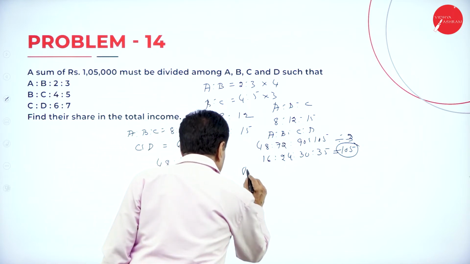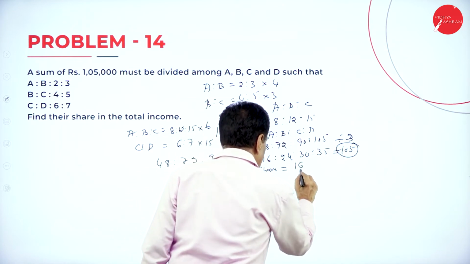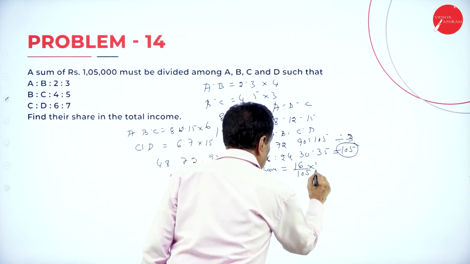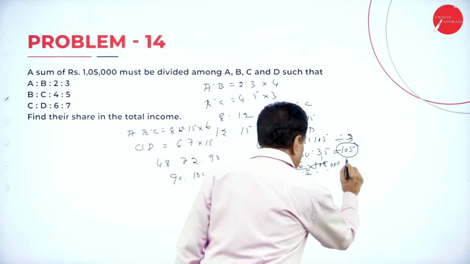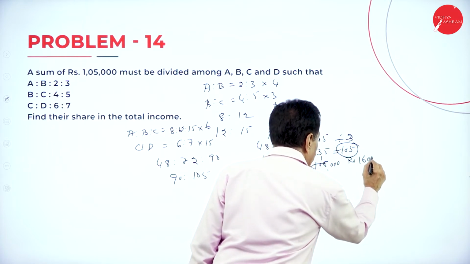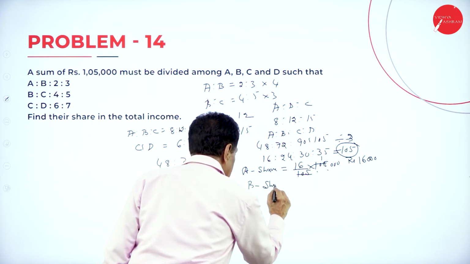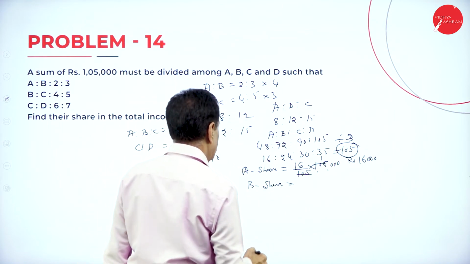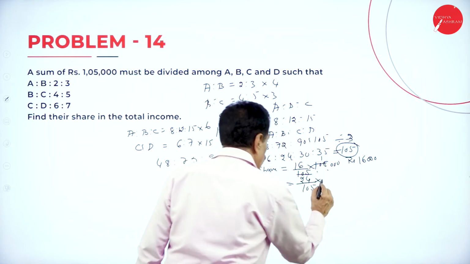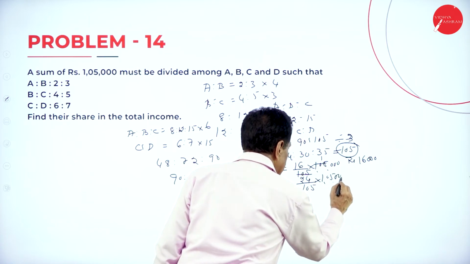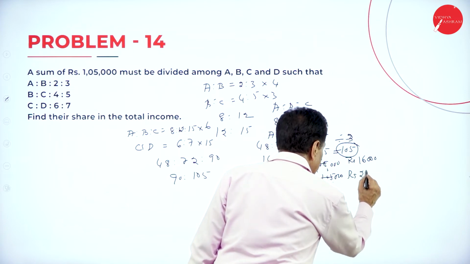A share: 16 divided by 105 into 1,05,000. Ones are 16,000 goes in favor of A. B share: 24 divided by 105 into 1,05,000. Ones are 24,000.